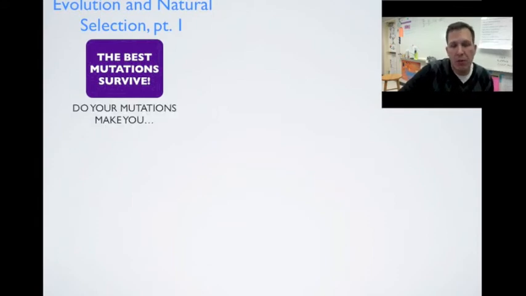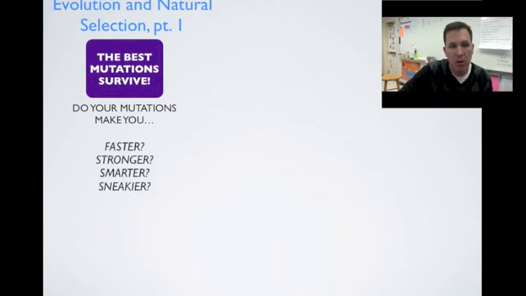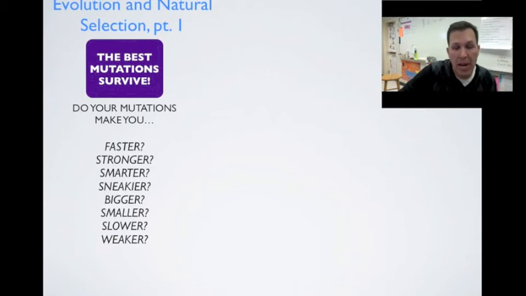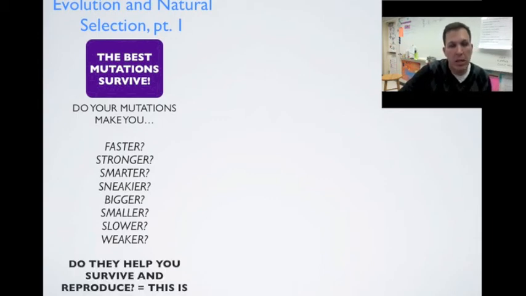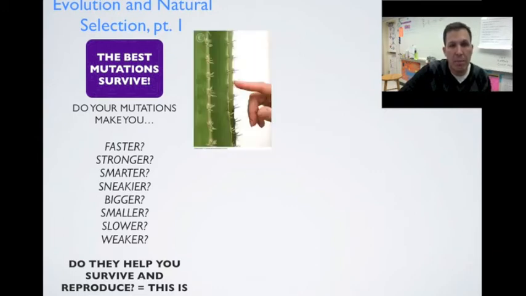It means if you're an organism, if you're an animal or a plant, you have to ask yourself, do your mutations make you faster, stronger, smarter, sneakier, bigger, or smaller, slower, weaker? So mutations may be making an organism better or worse. And if they help an organism survive and reproduce and they make new offspring, this is called evolution. So it's based on mutations, all right?